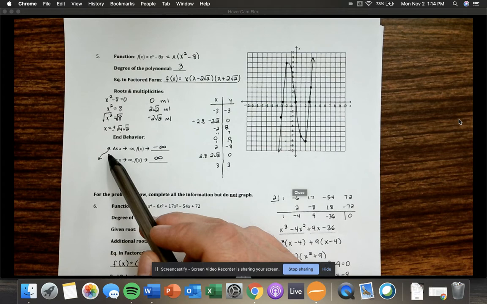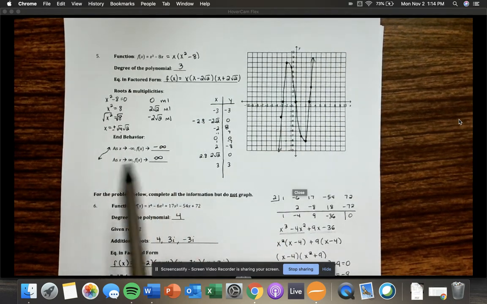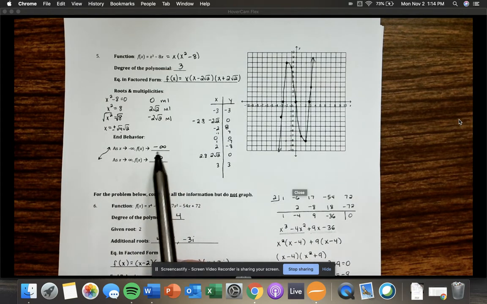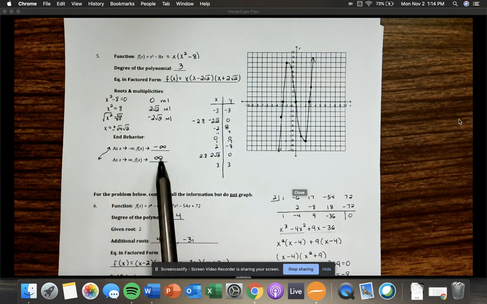So that's why I have this S-curve with a positive slope. As x is approaching negative infinity, I'm getting farther and farther negative, towards negative infinity. And as x is approaching infinity, I'm getting farther and farther positive towards infinity.